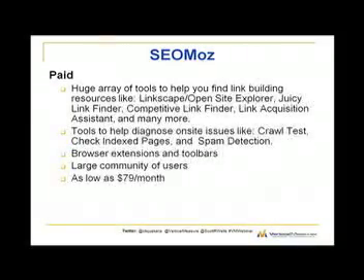So with SEO Moz, they have a huge array of tools like Linkscape, which is now their Open Site Explorer, Juicy Link Finder, Competitive Link Finder, Link Acquisition Assistant, many tools. They even have tools to help you diagnose your on-site issues, like their crawl tests, their check index pages, and their spam detection. So not only can you check your competitors' backlinks, you can find new resources, and you can also test your on-site to see if there are some issues that are causing search engines not to be able to crawl your site correctly. It can also help you to analyze different link opportunities. So say you find a really good page that you think your site would be a good link addition to.